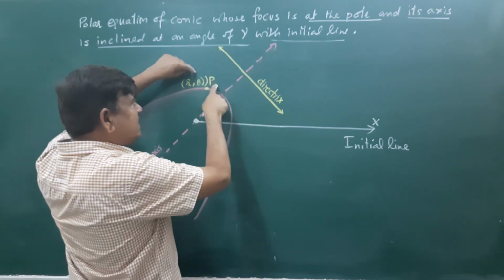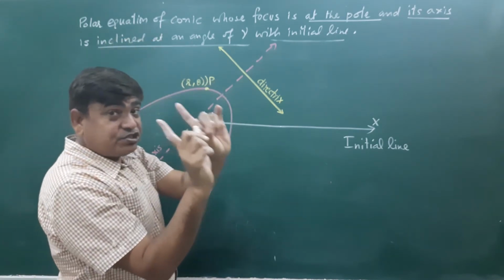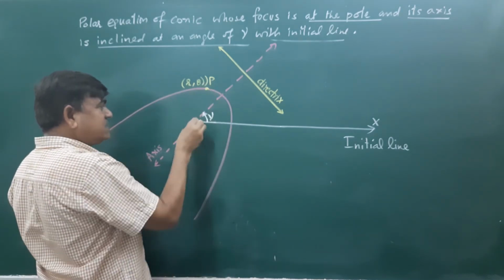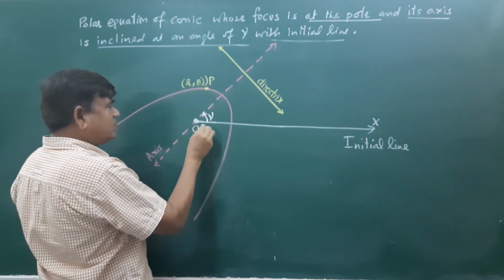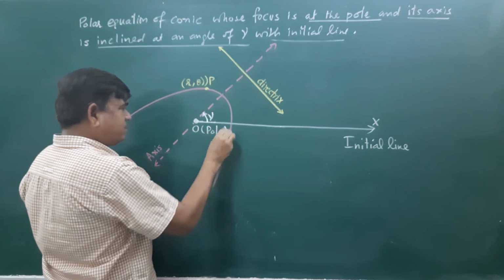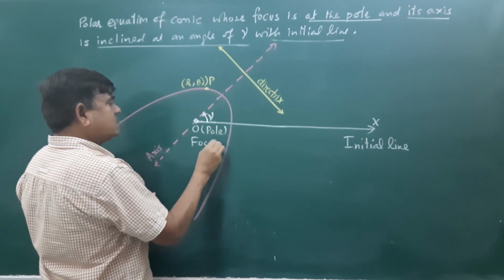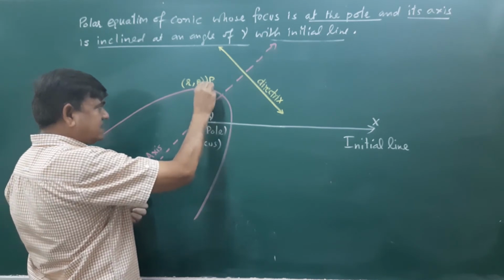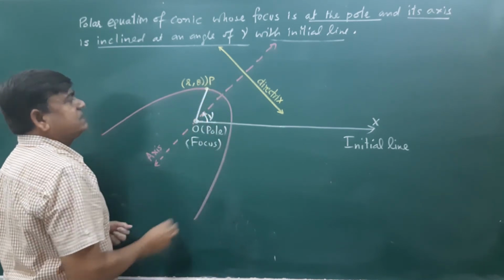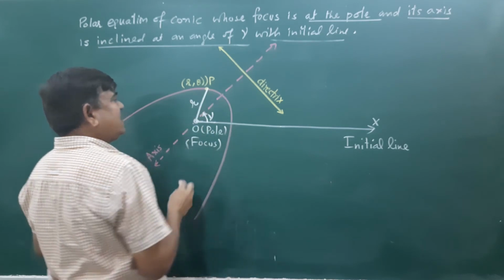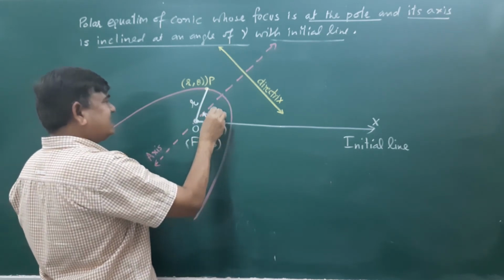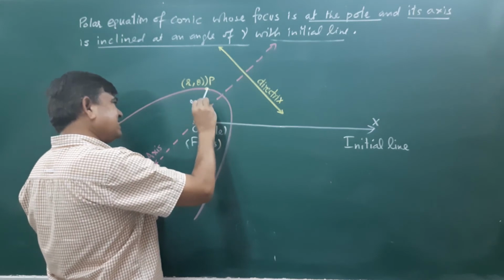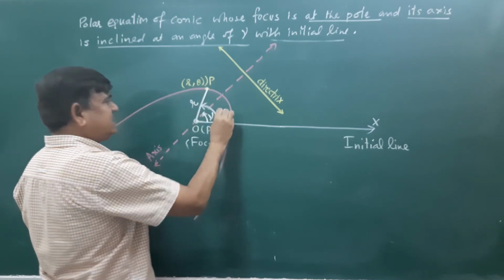Coordinates of P are R, theta. Remember, as usual, we will derive this. So we join this point P to O. Definitely this is R, and this angle up to this will be theta.